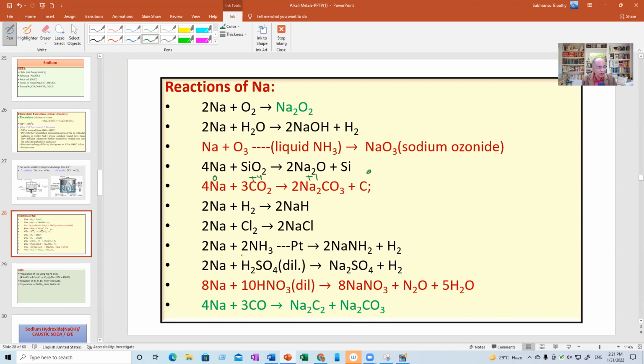Now, ammonia, we had already studied that. If you don't put any catalyst, you will form a blue solution. If I ask you what that blue solution is, you will say it contains ammoniated metal ion and ammoniated electron. But once you put a catalyst, then it will produce hydrogen and sodium amide. So also with dilute acids, it will produce hydrogen. And with nitric acid, it will produce one of the oxides. I've taken dilute nitric acid, it will produce nitrous oxide.